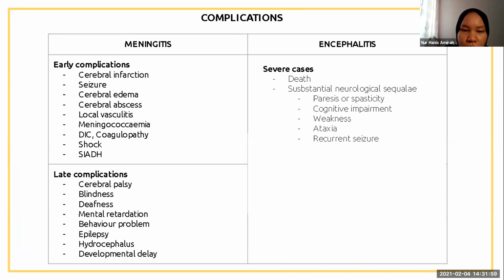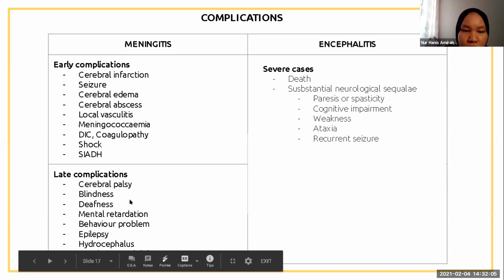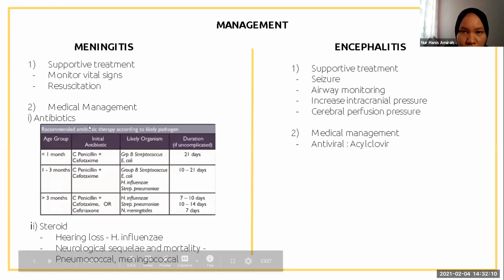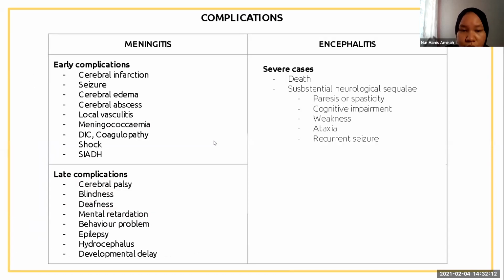For example, cerebral palsy, blindness, deafness. So during follow-up, check for the hearing test. For mental retardation, behavior problem, epilepsy, hydrocephalus, check the head circumference, and then check for developmental delay.